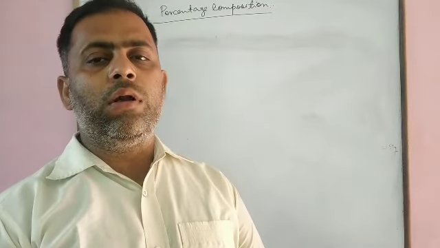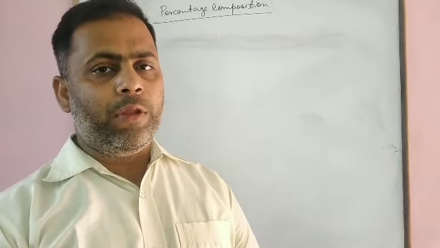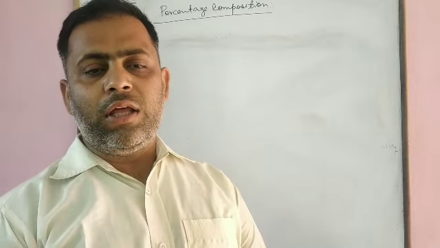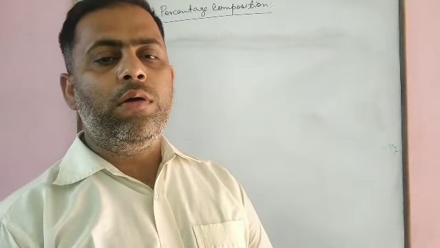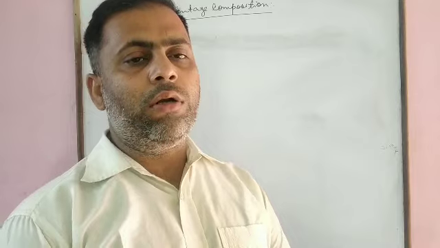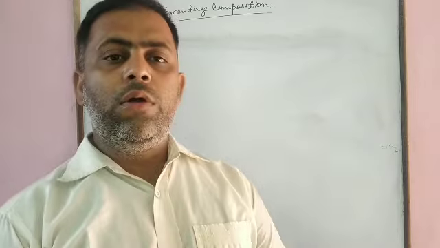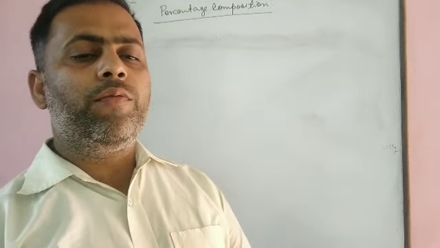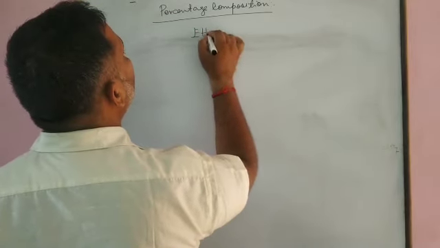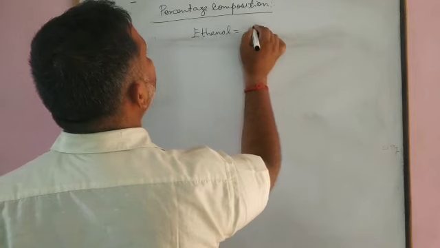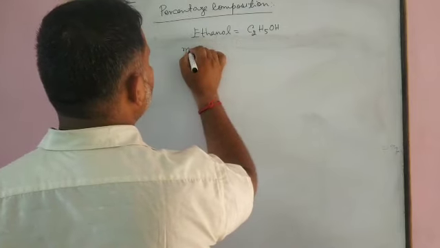In order to understand the percentage composition more clearly, I will take one more example. That is ethanol. And in ethanol, we will determine what is the percentage composition of carbon, what is the percentage composition of hydrogen, and what is the percentage composition of oxygen. But before that, we should know what is the chemical formula, molecular formula of ethanol. It means ethanol is equals to C2H5OH. What is the molecular mass?